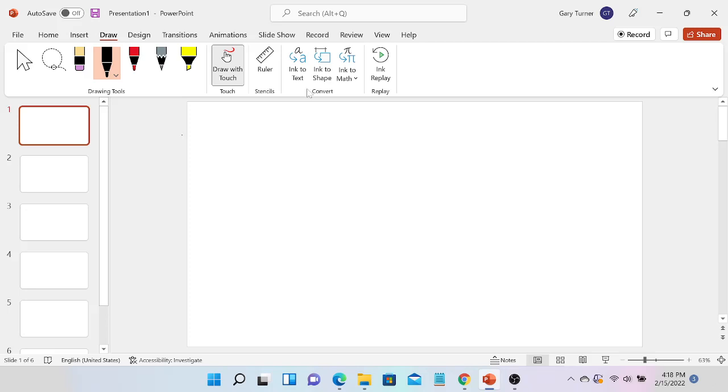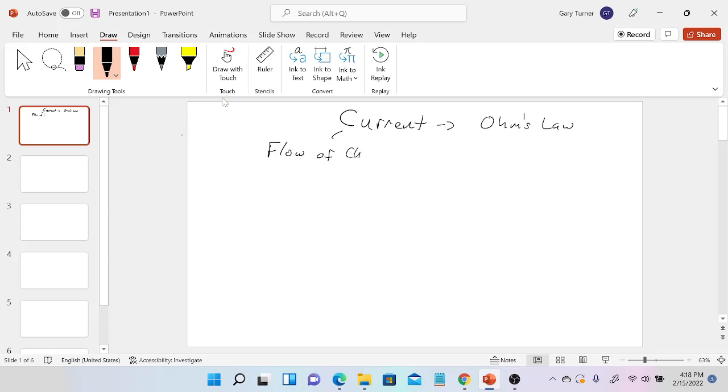Okay, we now want to look at the issue of current and develop the idea of current into Ohm's law. So first of all, what is current? Current is the flow of charge, right? Anytime you have charged particles moving in any manner, that is defined as a current.